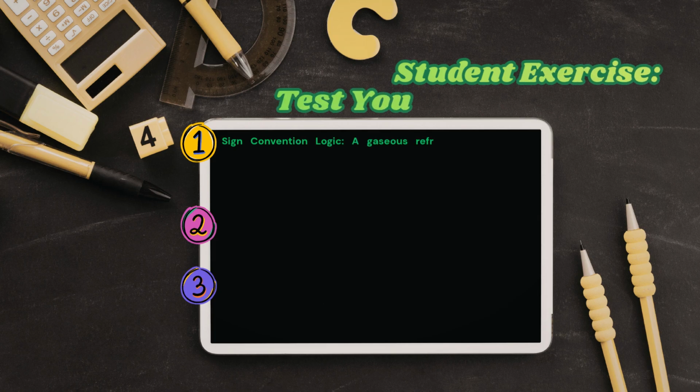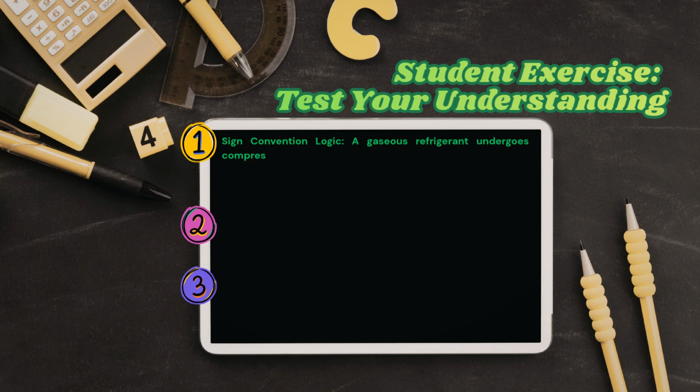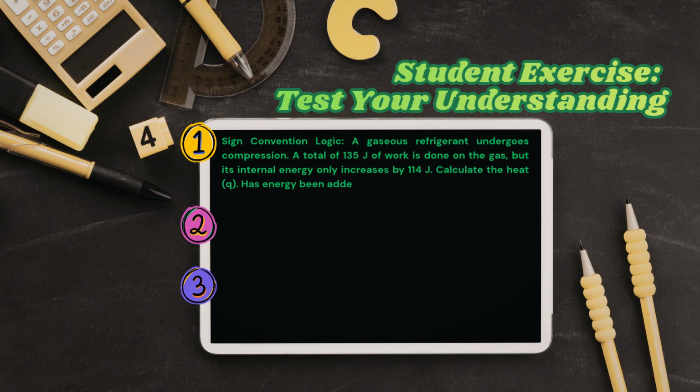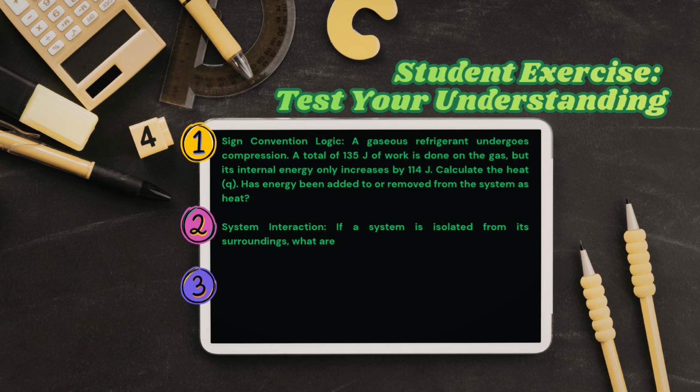Student exercise. Test your understanding. Based on the video and the first law of thermodynamics, answer the following. Sign convention logic: a gaseous refrigerant undergoes compression. A total of 135 joules of work is done on the gas, but its internal energy only increases by 114 joules. Using the formula delta U equals Q plus W, calculate the heat, Q. Has energy been added to or removed from the system as heat?